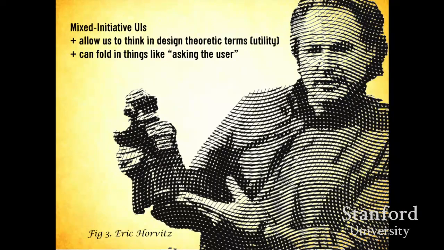It also was able to fold in things like asking the user for input. So if the system failed in some way or it was uncertain in a certain way, we could make a decision based on these decision theoretic terms. Should I ask the person whether I should take this action or not? Or get a little bit more information that would up my confidence in my decision? What is the value of doing it? What is the value of asking a question?